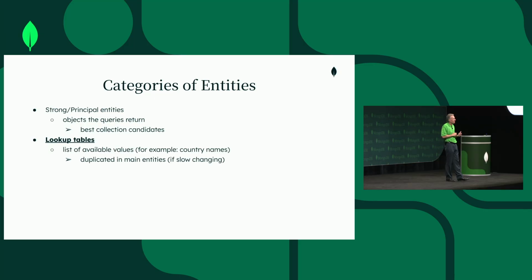Then the second type of entities that you have through an ER diagram or through a list will be lookup tables. These are lists of values. Could be something like country names, cities, etc. Usually what you're going to be doing at MongoDB is you're going to make a copy of those strings. You're going to denormalize them. You're going to copy them inside the documents.